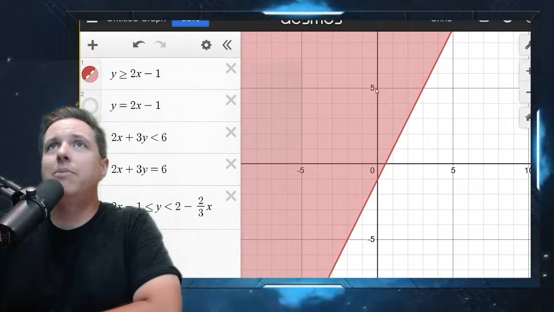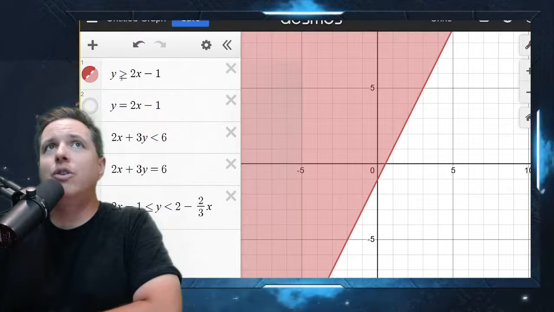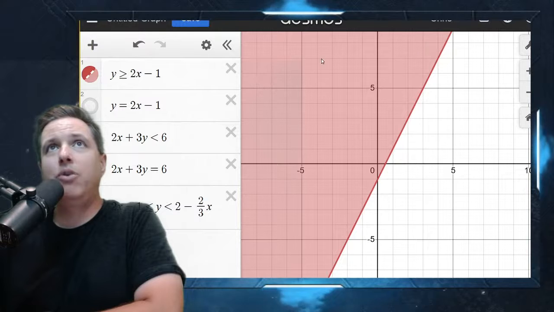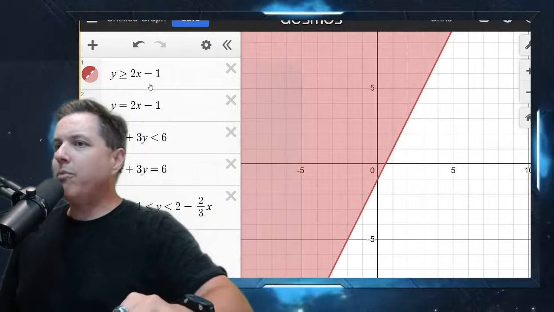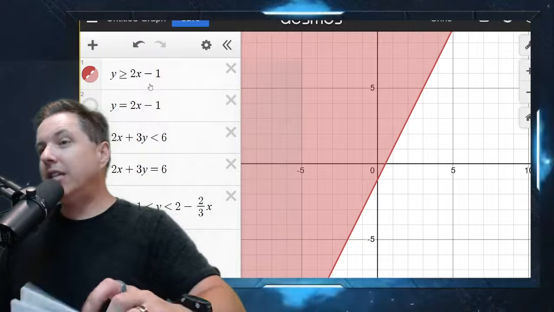If you take any of these points, how about 0, 5? If we plug 0, 5 in here, I get 5 is greater than or equal to 2 times 0 minus 1. Yeah, that's true. Pick any other point over here you want, and it's going to work out in this inequality. But I got this by having Desmos graph it for me. How would I know what that region is without just having Desmos do it?